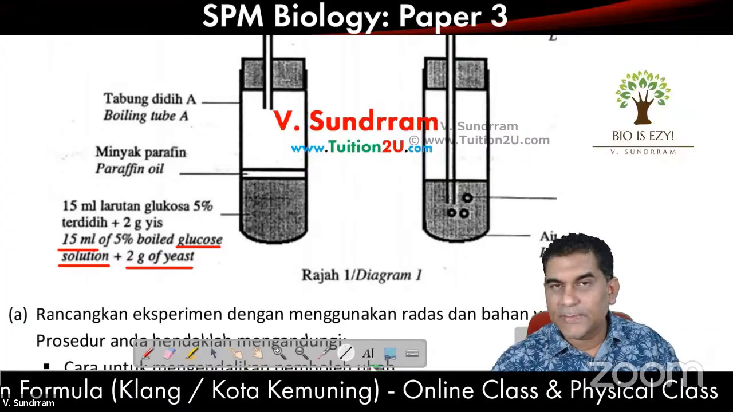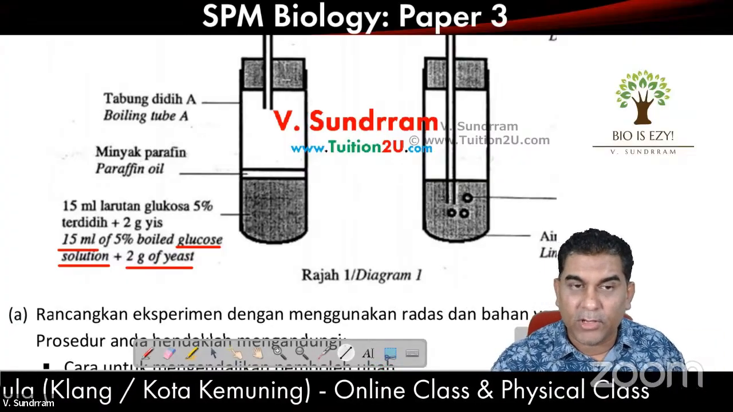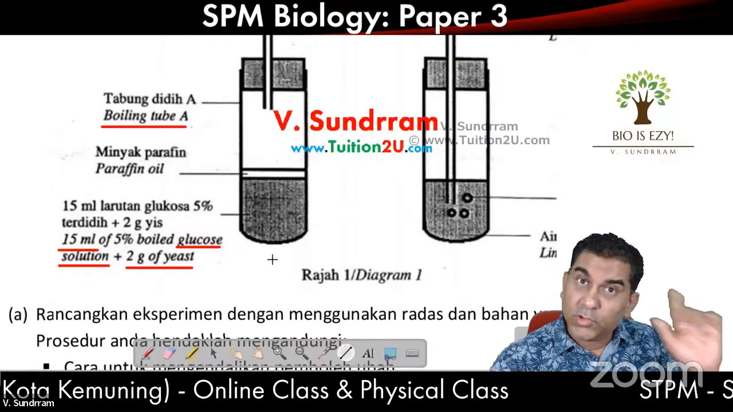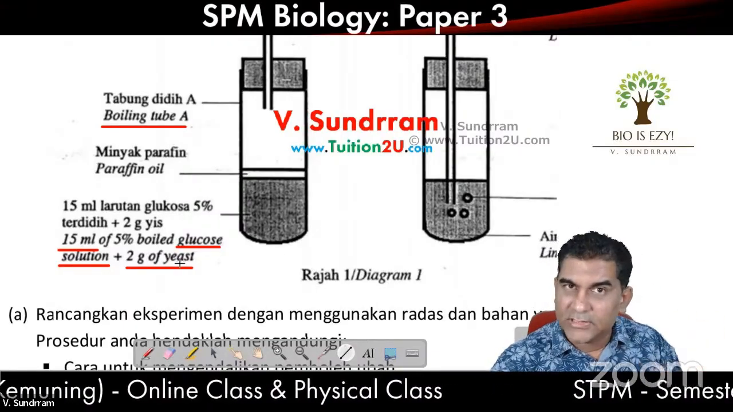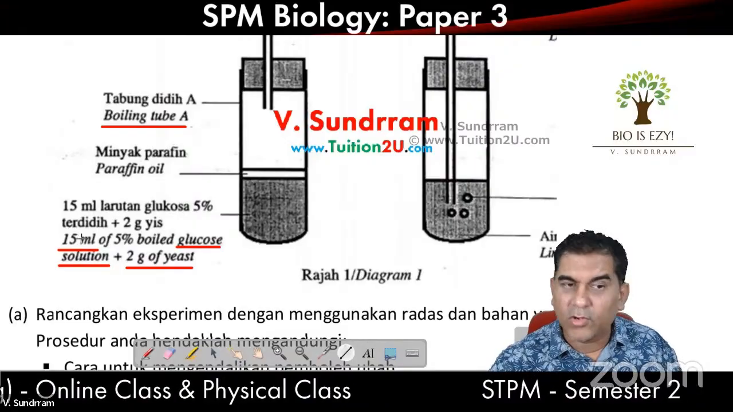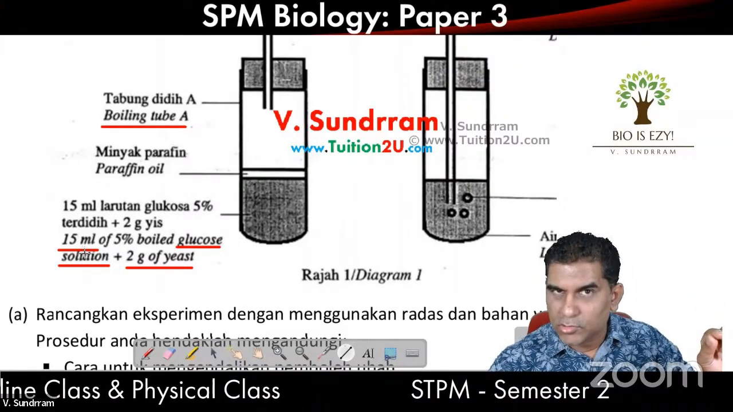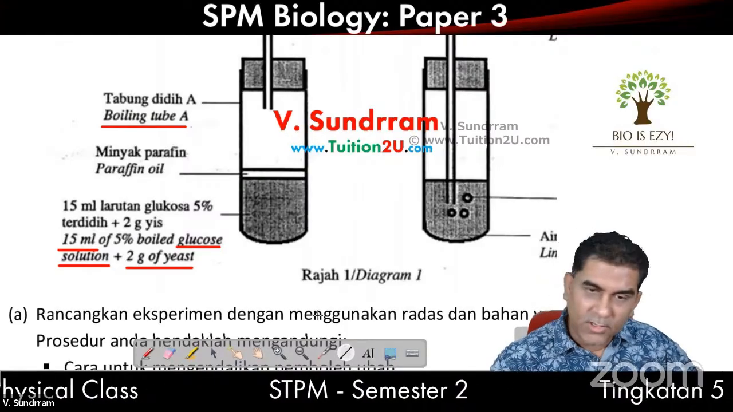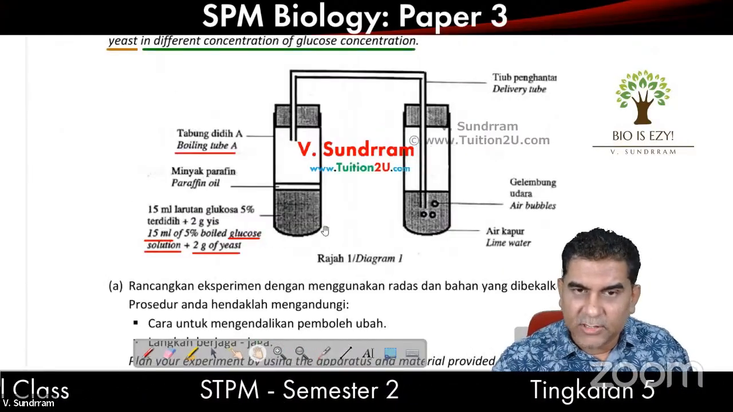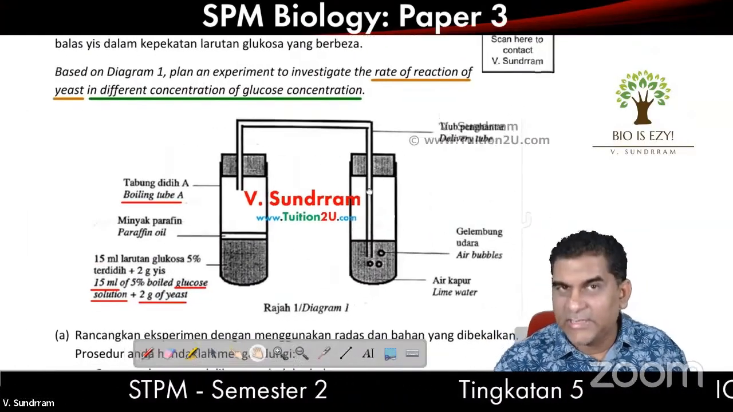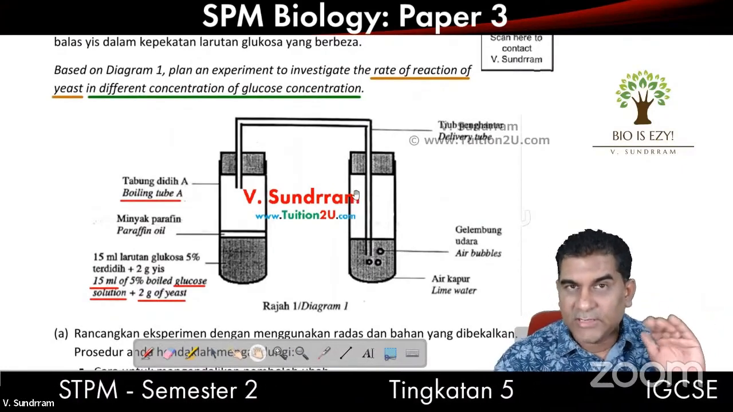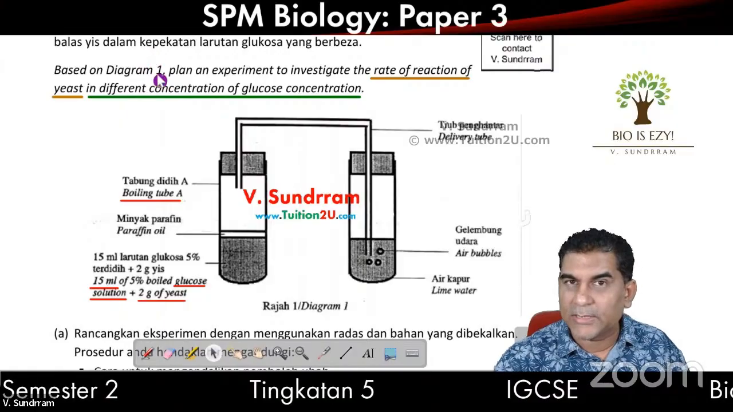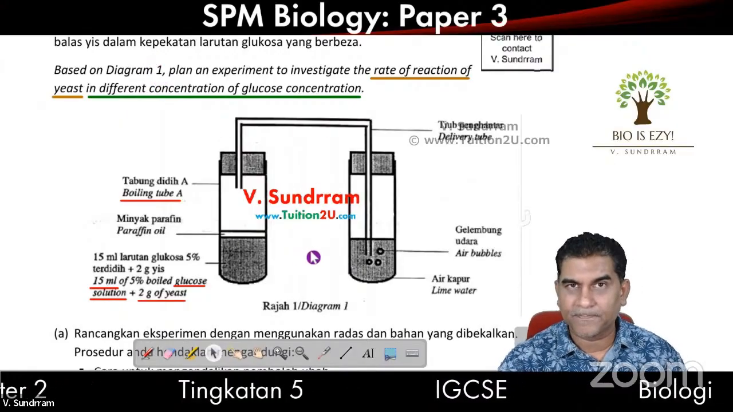So in the next experiment, this is boiling tube A. In the next experiment, boiling tube B, you're going to use the same amount of yeast and the same volume of glucose solution. But what you're going to change is the concentration of the glucose solution. So basically almost all the basic information that we need for the experiment, you can get from the statement of the experiment and also from the diagram.